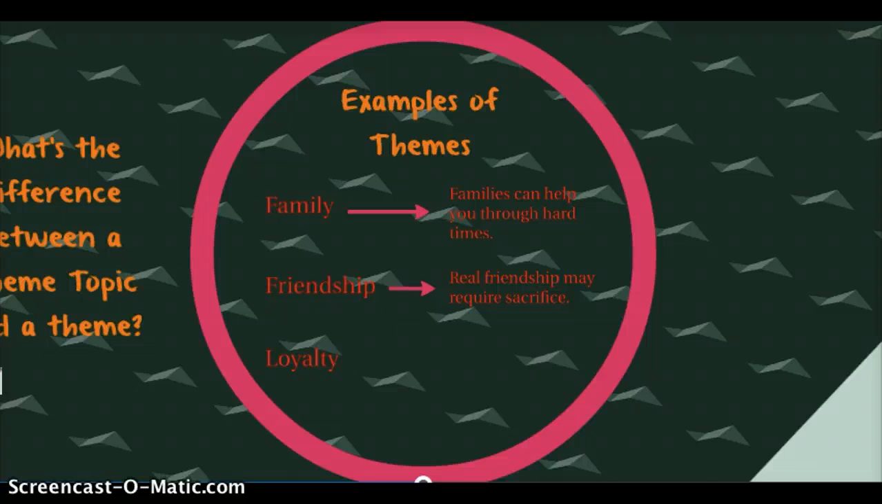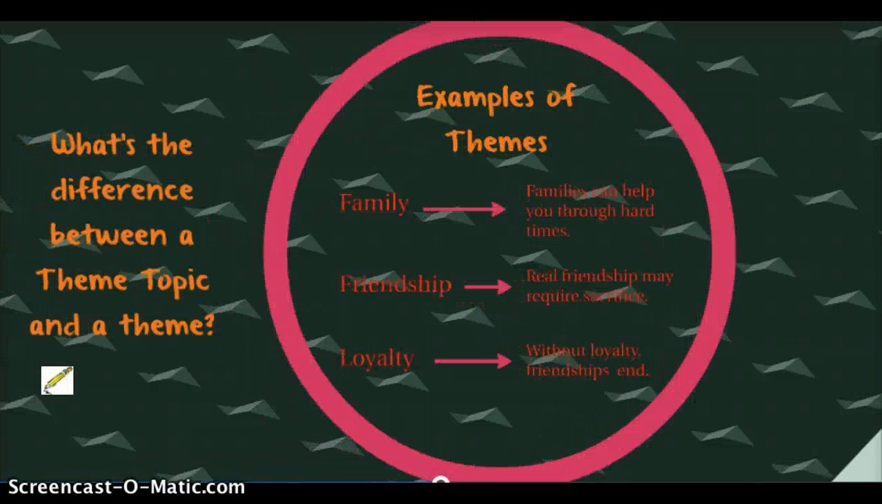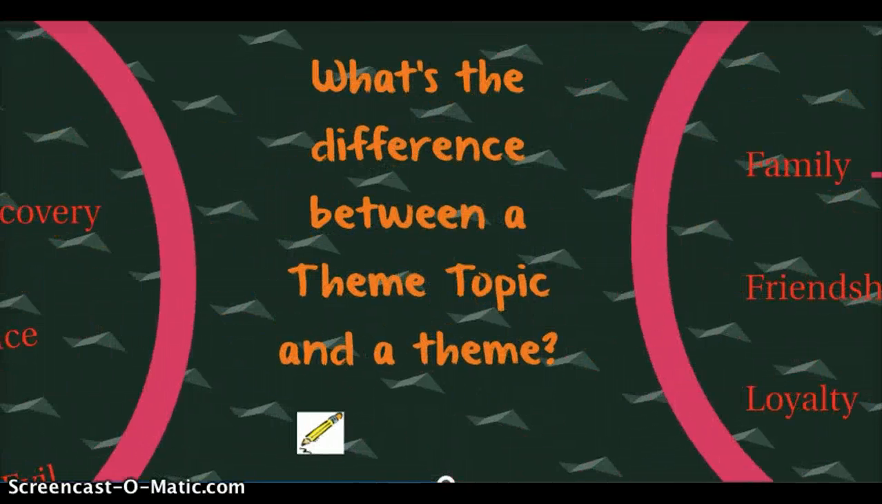Finally, let's look very quickly at the idea of loyalty. Perhaps a story says something about loyalty, and specifically that without loyalty, friendships end. That one's actually both friendship and loyalty. So you can have more than one topic that a story addresses, but the theme will always be the specific message. So take a minute in your notes and answer the question, what's the difference between a theme topic and a theme? All right, pause and do that.